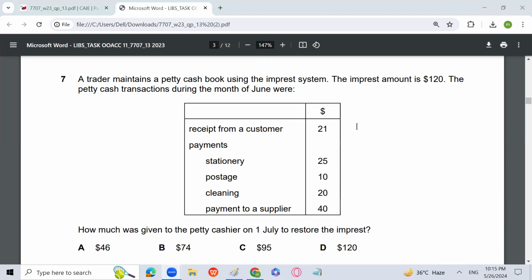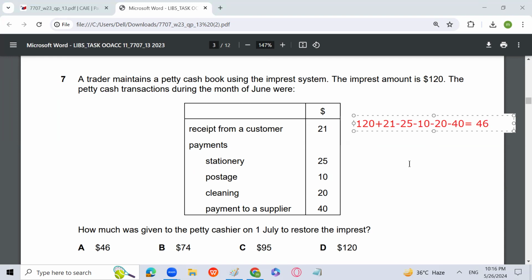Because it is a petty cash book and we are using the imprest system, it means that the imprest amount is 120. The brought down balance of the cash is 120. Now we have received 21 more, and the payments we have made are 25, minus 10, minus 20 and minus 40. So the resultant amount that we are having is 46.